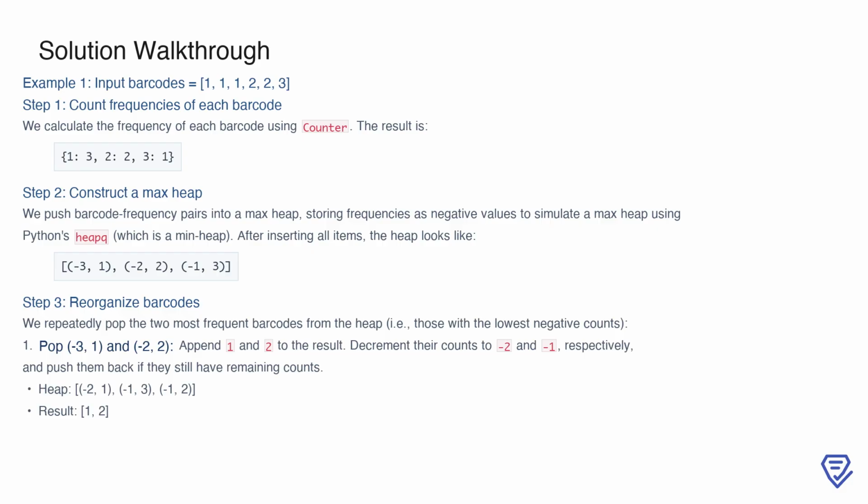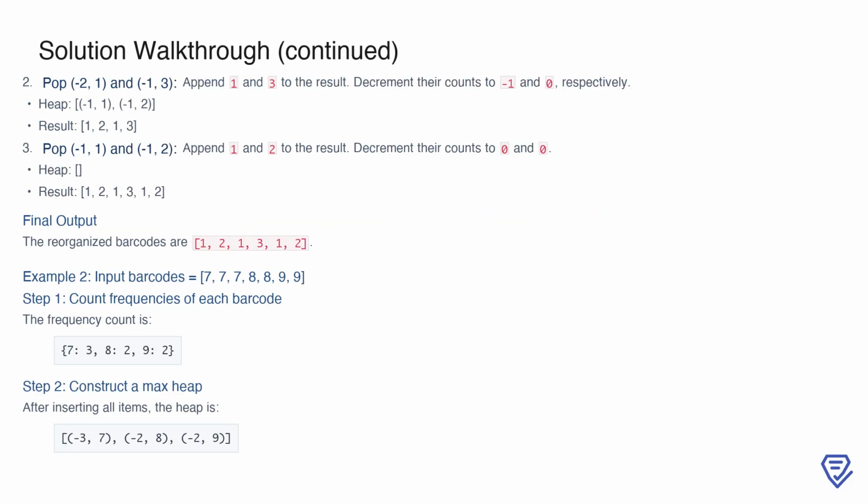Now, to reorganize the barcodes, we repeatedly pop the two most frequent barcodes from the heap. For the first iteration, we pop (-3, 1) and (-2, 2), which correspond to barcodes 1 and 2. These are appended to the result array. Their counts are decremented to -2 and -1, and since they still have remaining counts, we push them back into the heap. At this point, the heap contains (-2, 1), (-1, 3), and (-1, 2), and the result array is 1, 2. Next, we continue reorganizing the barcodes.